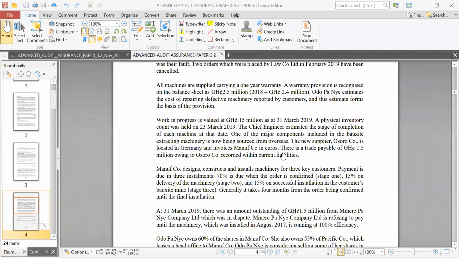Work in progress, right? How do you estimate work in progress? That's a key risk, the valuation of the work in progress. Sometimes you need to understand what is going into this valuation, and here it seems like the chief engineer is the one who understands everything, so that's also a place where a key risk exists.